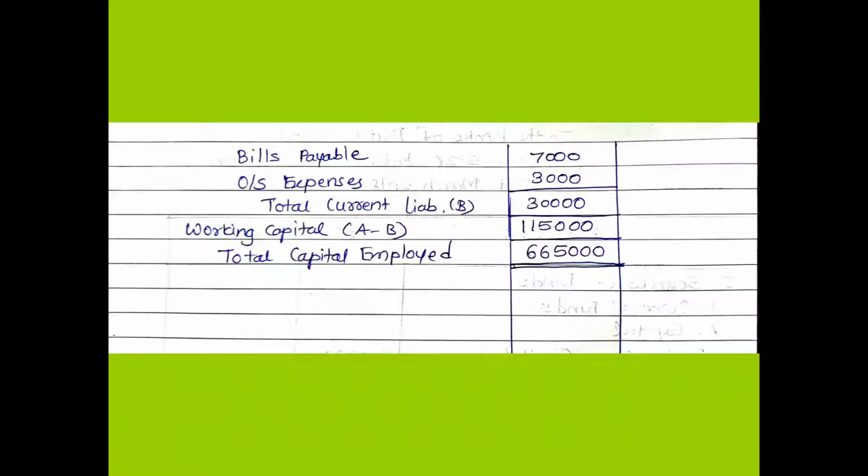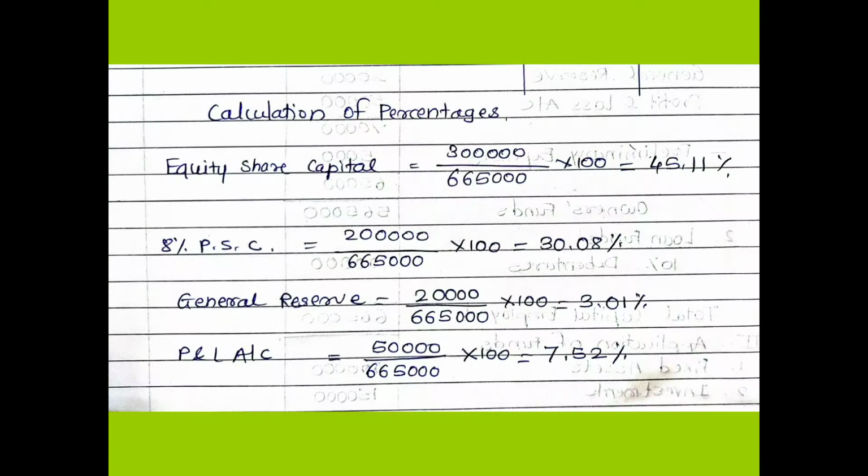The total of the sources of funds, that is liabilities, was also 6,65,000 and now the total of the asset side is also 6,65,000. Now the next step will be calculation of percentages. So here I have shown some percentage calculations. First is equity share capital.